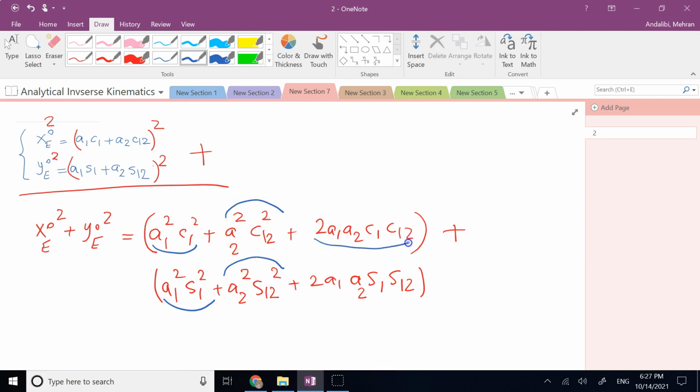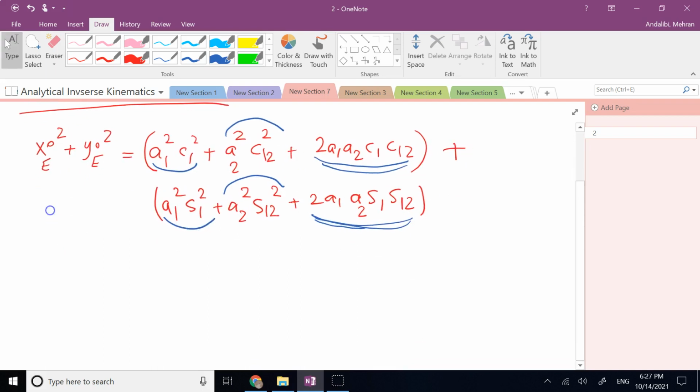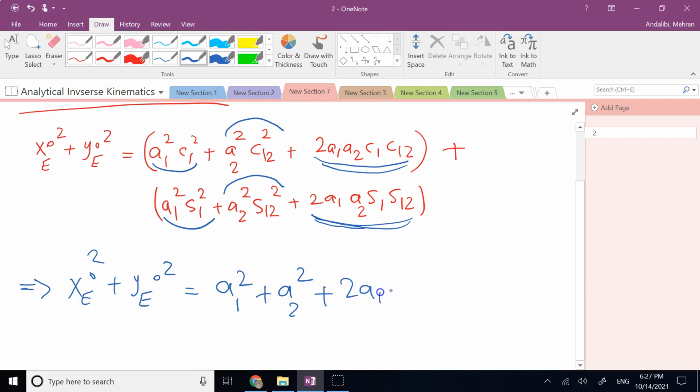And then these two terms, if you look at them, they have the term a1 a2, which I can factor out. So if I do so, I will get xe squared plus ye squared equals, as I said, this is going to be a1 squared, this guy is going to be a2 squared. Those two that have 2a1 a2, I factor it out. And so the result is going to be cosine theta1 cosine theta12 plus sine theta1 sine theta12.